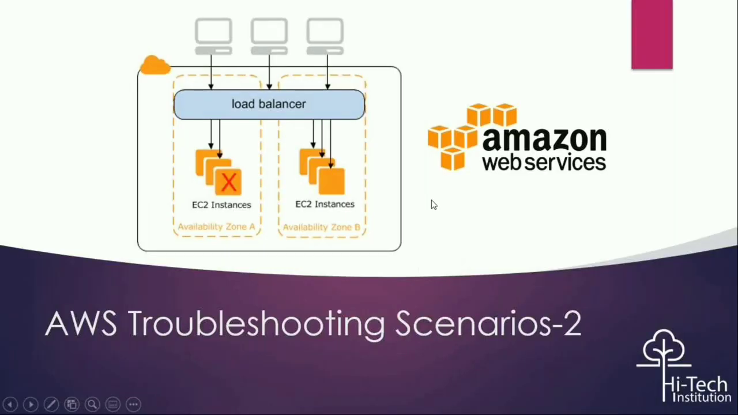So now I'll move on to my next slide. Today, in this scenario number 2, we are going to discuss how to deal with load balancer related issues. By seeing this image itself, you came to know that we have various load balancers available in AWS. Today, I'm going to talk about majorly two types of load balancers. One is a classic load balancer, another one is application load balancer.